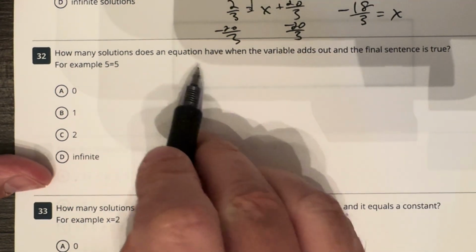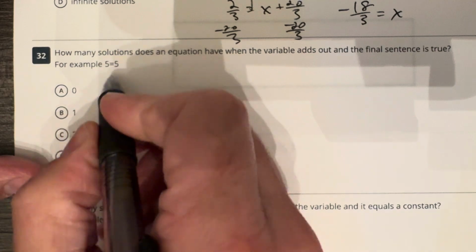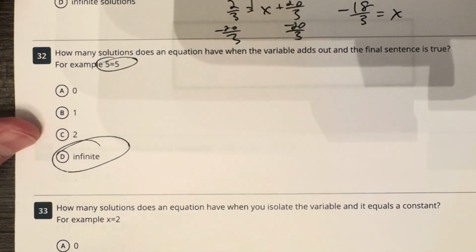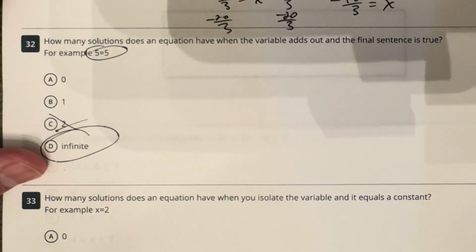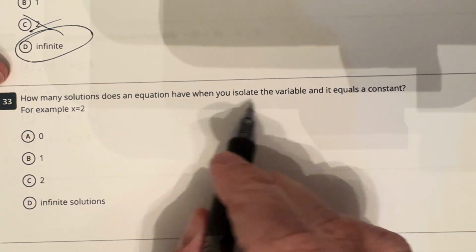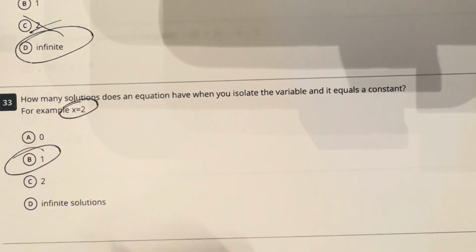How many solutions does an equation have when the variable adds out, basically when it goes away? And this final sentence is true. So if I gave you 5 equals 5, that's infinite solutions. There's no such thing as like 2 solutions because that's not a thing we talk about this year, okay? And then how many solutions is it if we isolate the variable and it equals a constant? Basically, if I have x equals 2, well, that's one solution, all right?